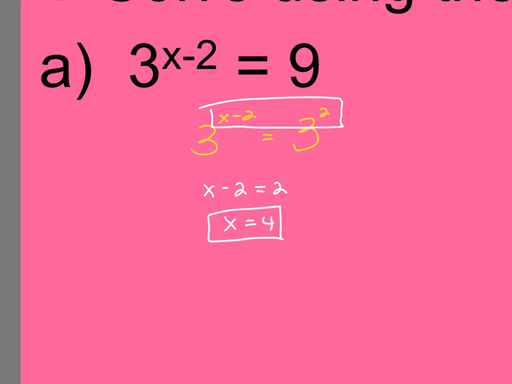The best part of this is these are super easy to check. If I plug that back in here, I get 3 to the 4 minus 2, 3 to the second, which is 9. So these are easy to check. And there's times when we get to them, I'll note them, but there's times in which you must check your equations.